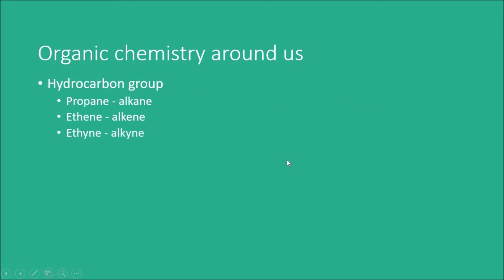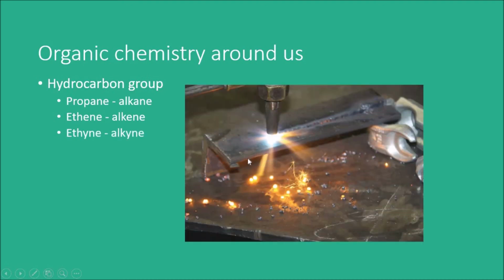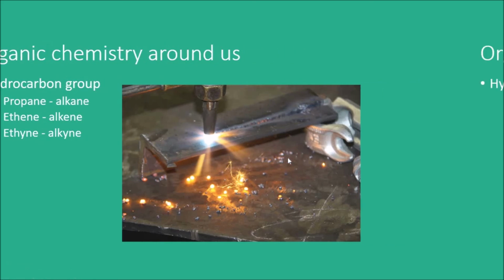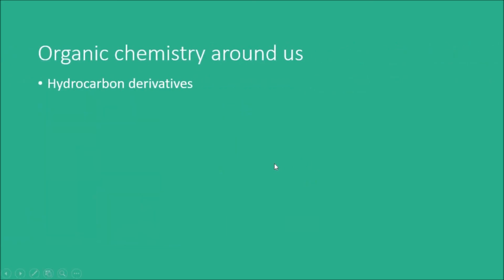Also, ethine or alkyne can be used in welding, fuel for welding. Ethine is also known as acetylene. Weird, right? Acetylene, even though it's alkyne. Now, organic chemistry around us. Hydrocarbon derivatives.